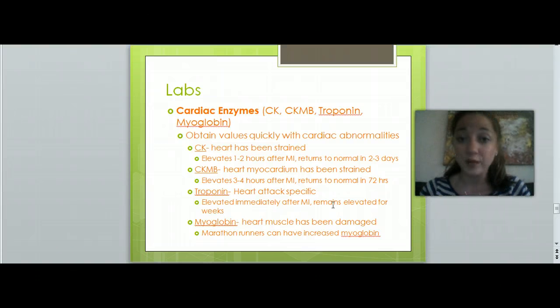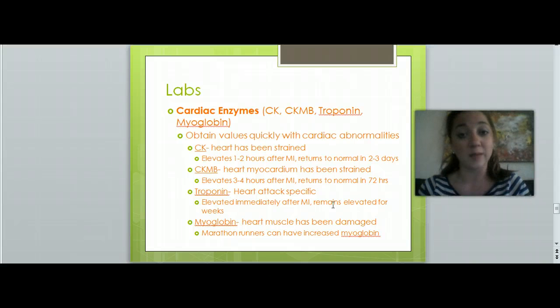Now, troponin, this is our gold standard. Our hallmark test that we have to look at whenever we suspect that a patient is in an MI. It is elevated immediately. The second that patient has any kind of infarct in the heart muscle, troponin shoots up. So this is the one we have got to look at. It remains elevated for weeks afterwards too. So if we're looking at the troponin, we should know if our patient has had an MI or not.